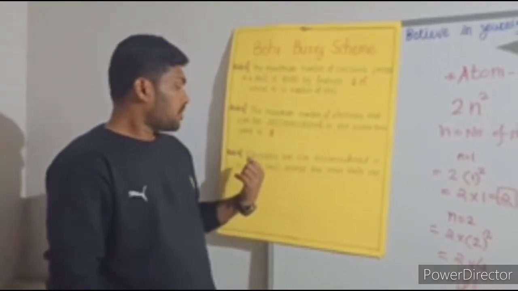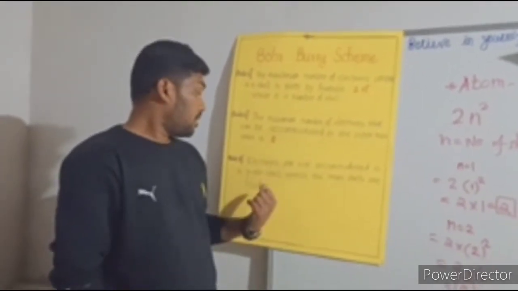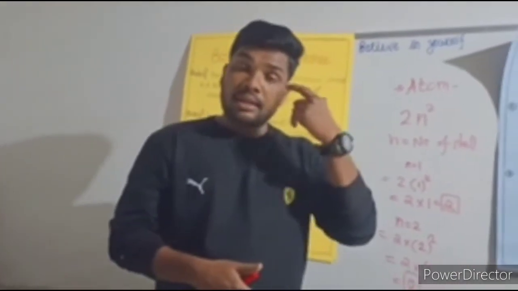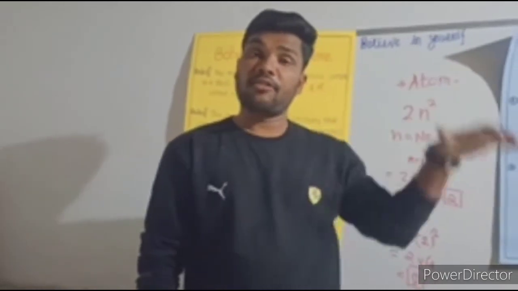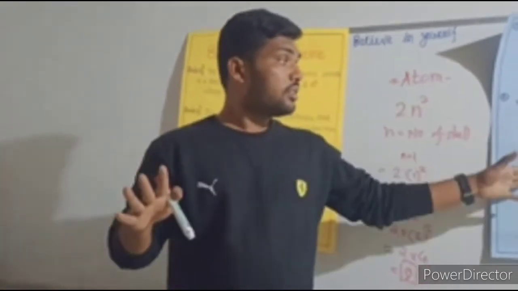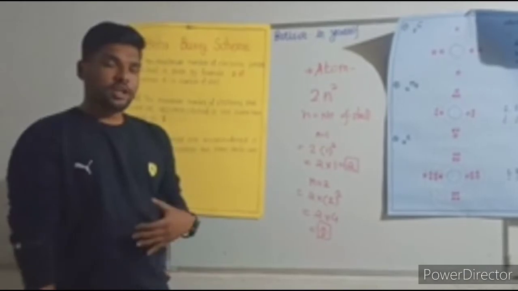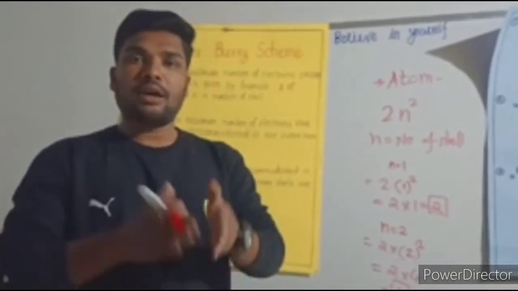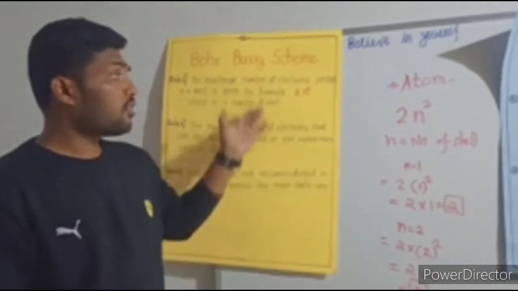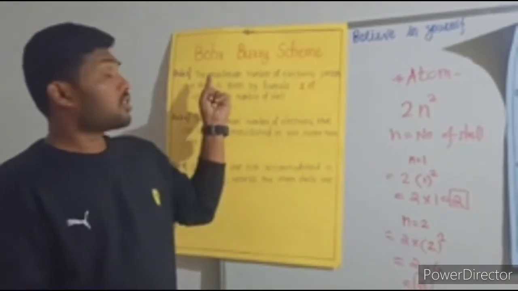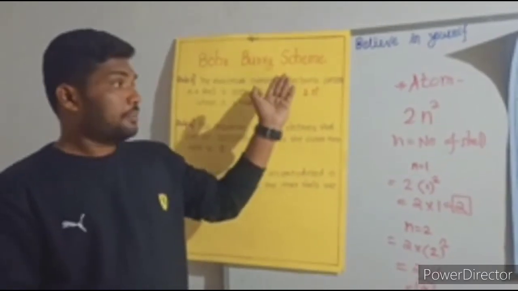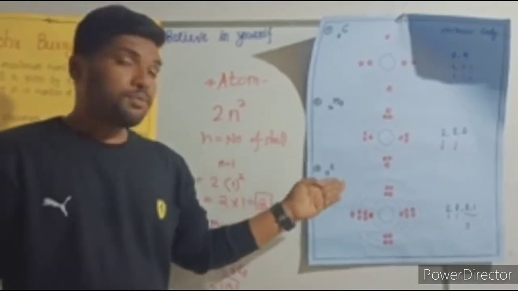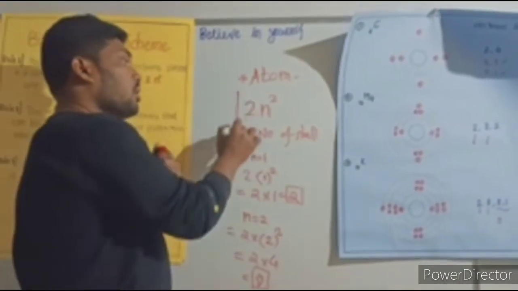What is the third rule? Electrons are not accommodated in a given cell unless the inner cells are filled. I told you that there are subcells. First these subcells are filled and then the outer cells are filled. These three rules are very important. They are called the Bohr-Bury scheme. This is the configuration of electrons for carbon, magnesium and potassium. These are very important formulas.